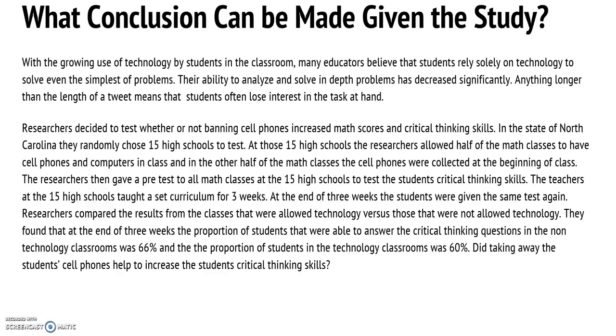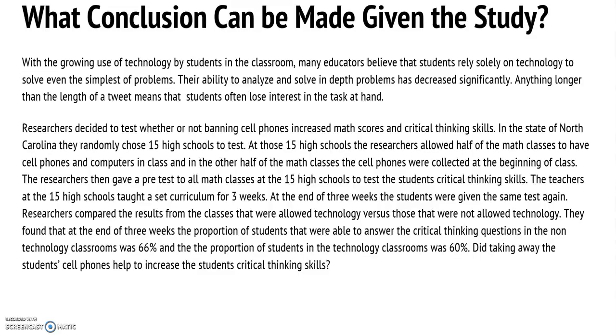In the state of North Carolina, they randomly chose 15 high schools to test. At those 15 high schools, the researchers allowed half of the math classes to have cell phones and computers in class, and in the other half of the math classes, the cell phones were collected at the beginning of class. The researchers then gave a pretest to all math classes at the 15 high schools to test the students' critical thinking skills. The teachers taught a set curriculum for 3 weeks. At the end of 3 weeks, the students were given the same test again. Researchers compared the results from the classes that were allowed technology versus those that were not.